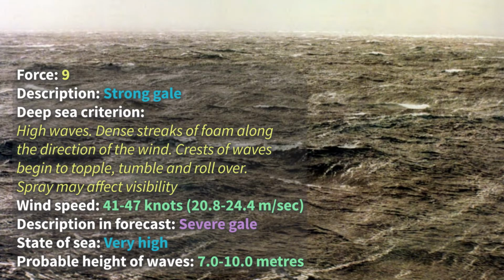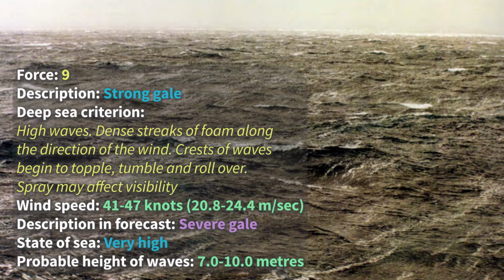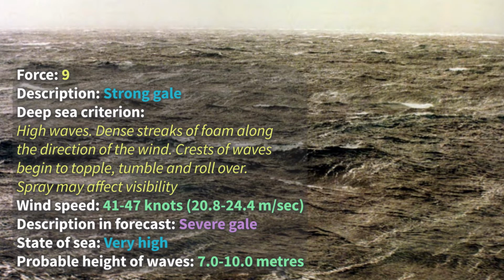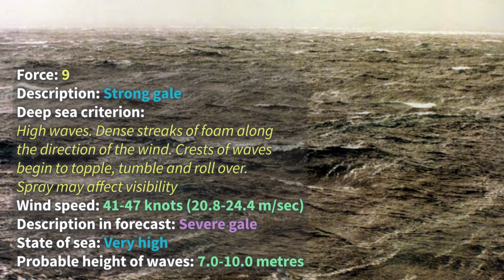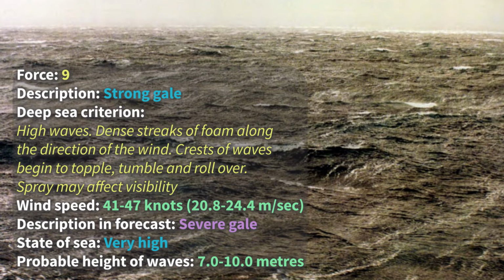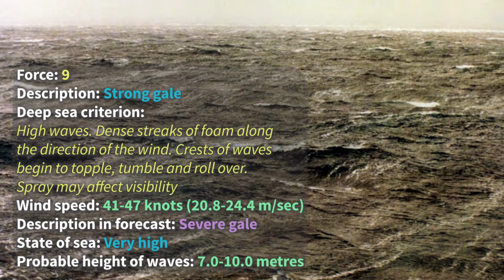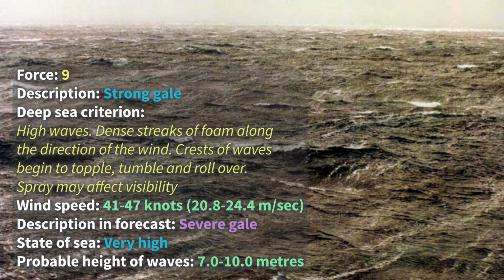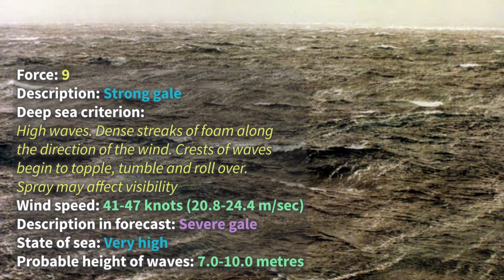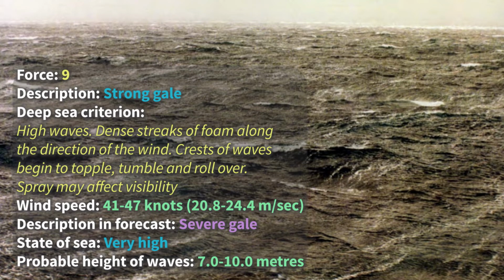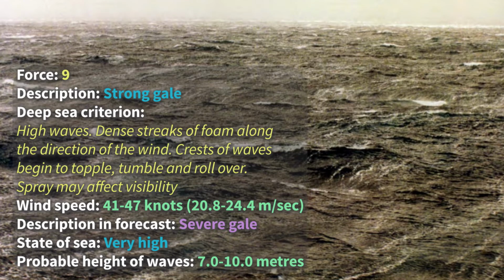Force 9. Description: strong gale. Deep sea criterion: high waves. Dense streaks of foam along the direction of the wind. Crests of waves begin to topple, tumble, and roll over. Spray may affect visibility. Wind speed 41 to 47 knots, 20.8 to 24.4 meters per second. Description and forecast: severe gale. State of sea: very high. Probable height of waves: 7.0 to 10.0 meters.